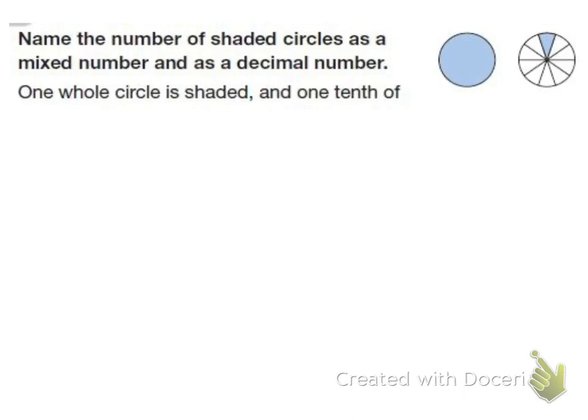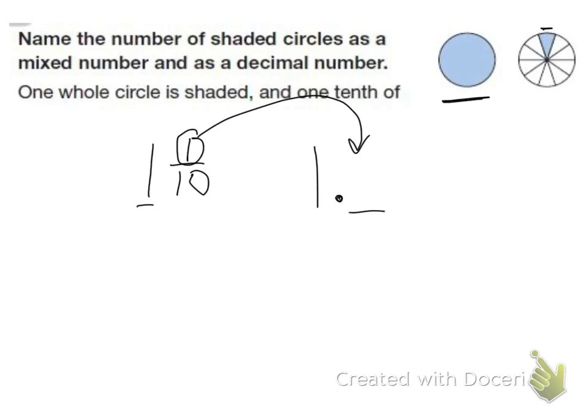Okay, so this problem says name the number of shaded circles as a mixed number and as a decimal number. So I have one whole circle and then 1/10 of a circle shaded. So my fraction would be 1 and 1/10. My decimal number, I write the whole number as the same and then add my decimal point. And then the numerator goes into the tenths spot. So this number is 1.1 or 1 and 1/10.